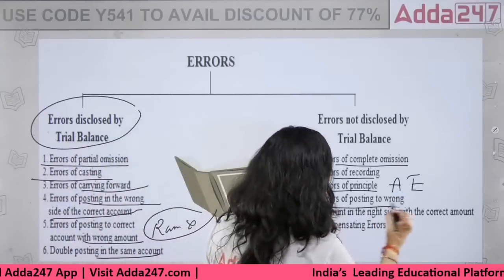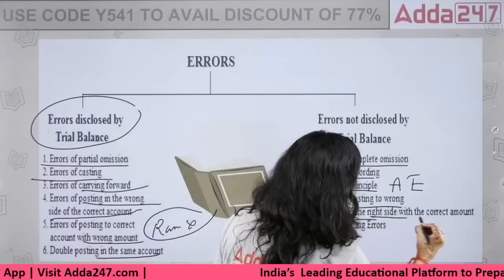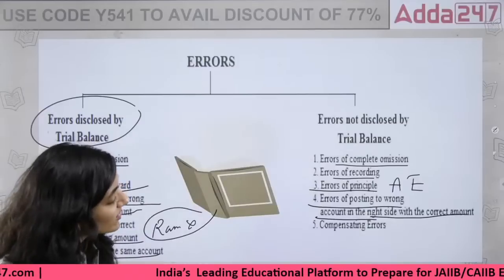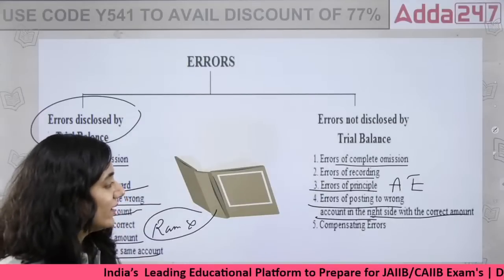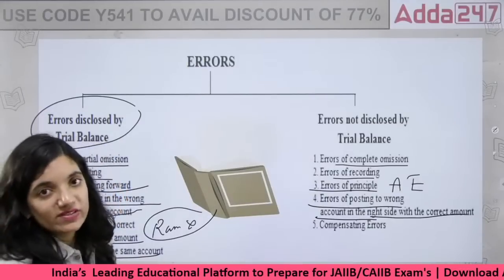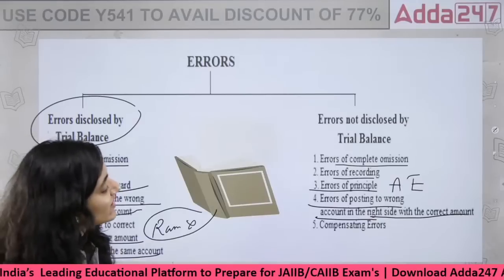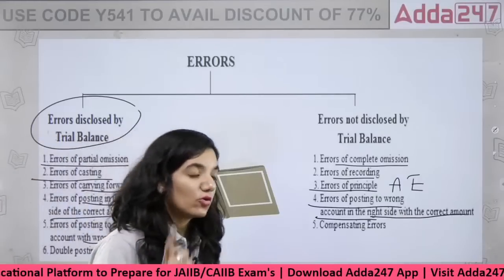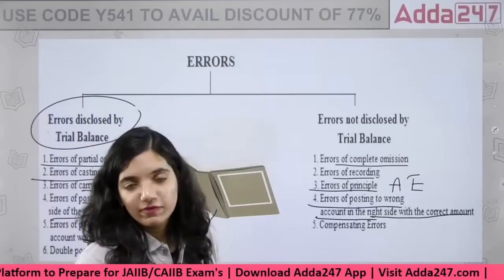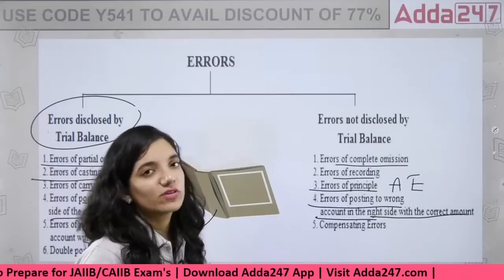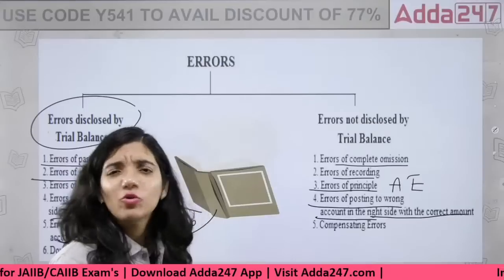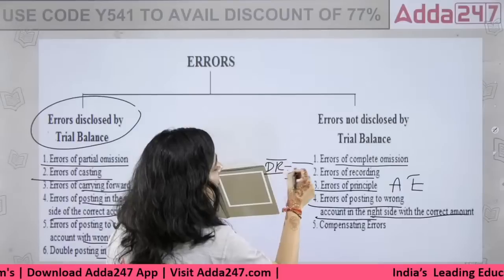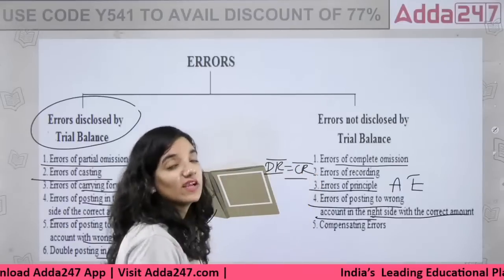Then error of posting to the wrong account with the correct amount. We are posting it in the wrong account. There can be 2 points. So what we did was we posted to the wrong account. It was Ram, noted in the name of Sham. It was Rahim, we noted in the name of Nazim. What will happen? Nobody will come to know about it. The trial balance will still match. The debit is still going to be equal to credit. Just the name is wrong, right?